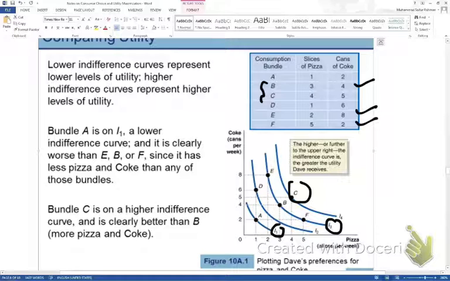So what we have just done is place each of these bundles in our two-dimensional space, and we see that a higher indifference curve should always give you higher utility, because it will always involve more of both goods, or at least one of them. So more goods, more utility, higher indifference curve. They're all the same thing. Okay.